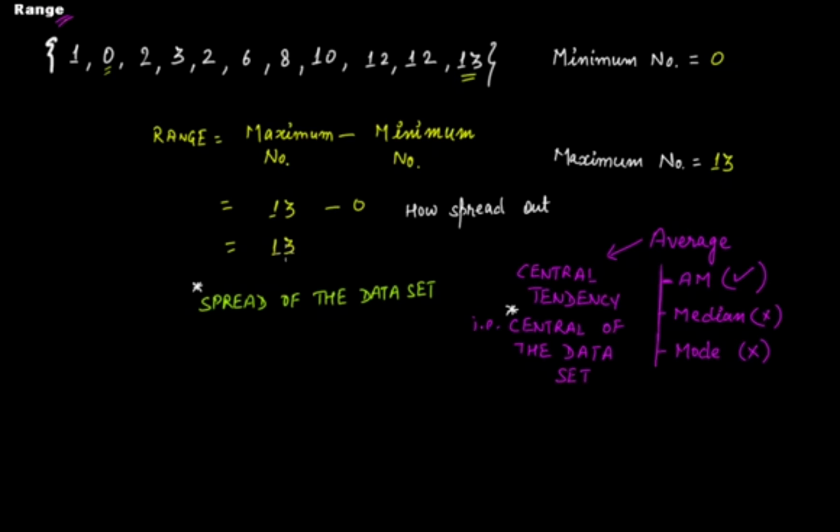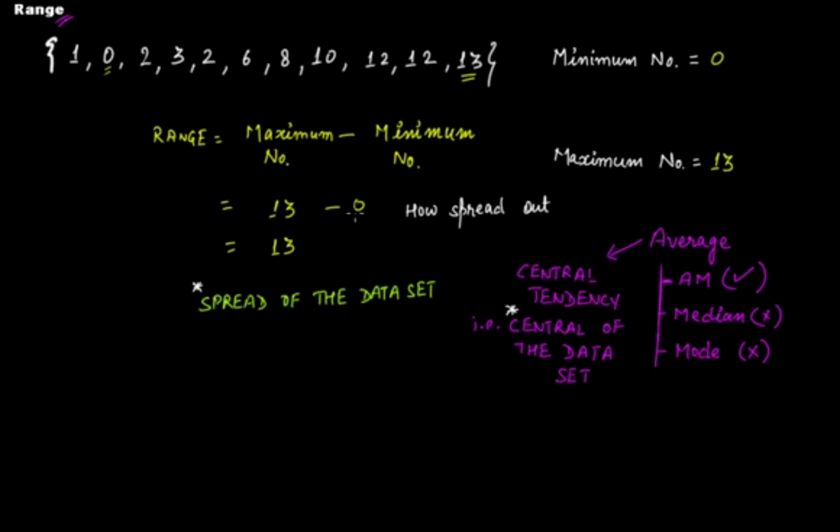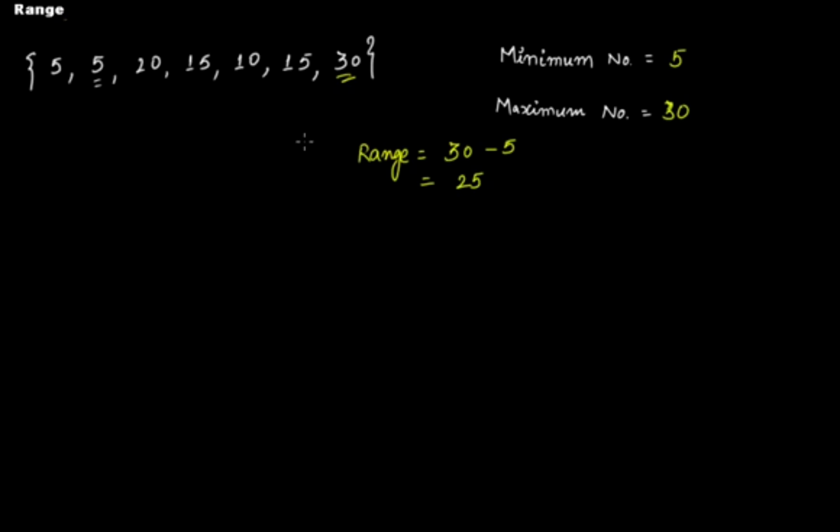So when you got the range, that is 13, it gives an idea of the spread, how far it is spread, what would be the difference between the minimum and the maximum. So in this case it was 13, in this case it was 25. So you'll say that since in this data set the range is 25, if I compare to this one, then the difference between the minimum and the maximum in this case is much larger, right?